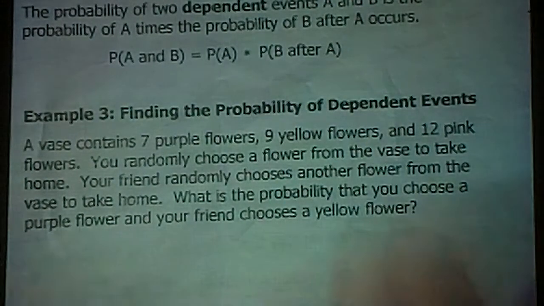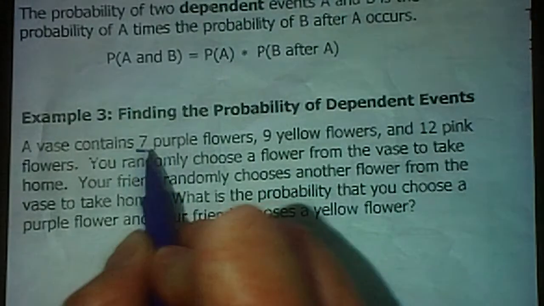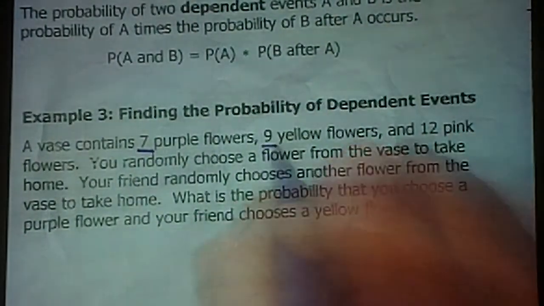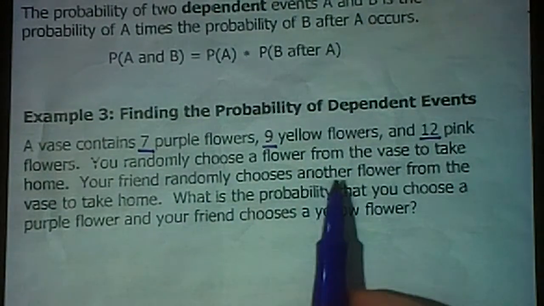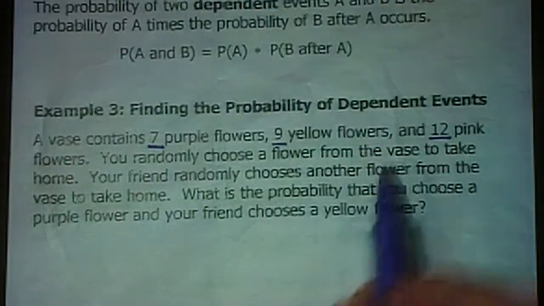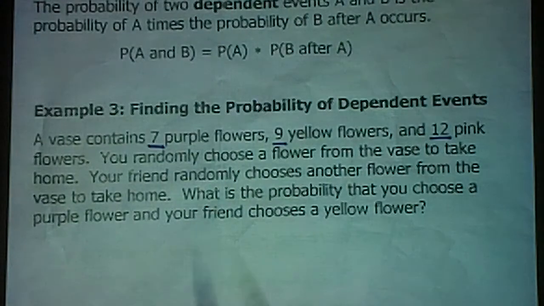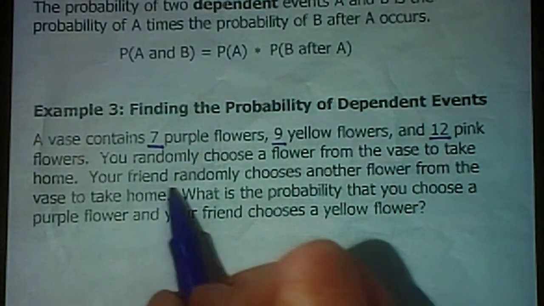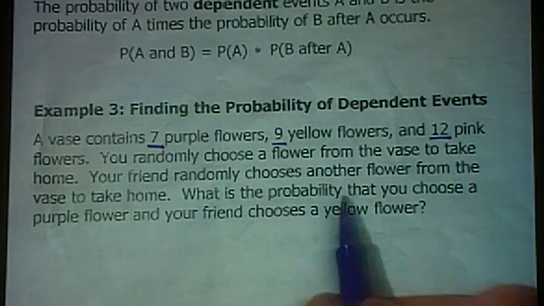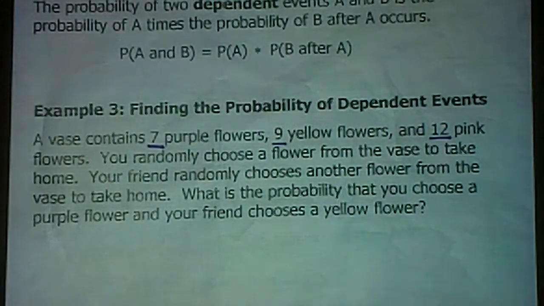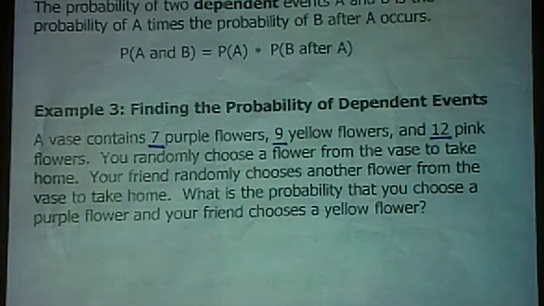So with this lovely vase, it contains 7 purple flowers, 9 yellow flowers, and 12 pink flowers. You randomly choose a flower from the vase to take home and give to your math teacher. Your friend randomly chooses another flower from the vase to take home. What is the probability that you choose a purple flower and your friend chooses a yellow flower?